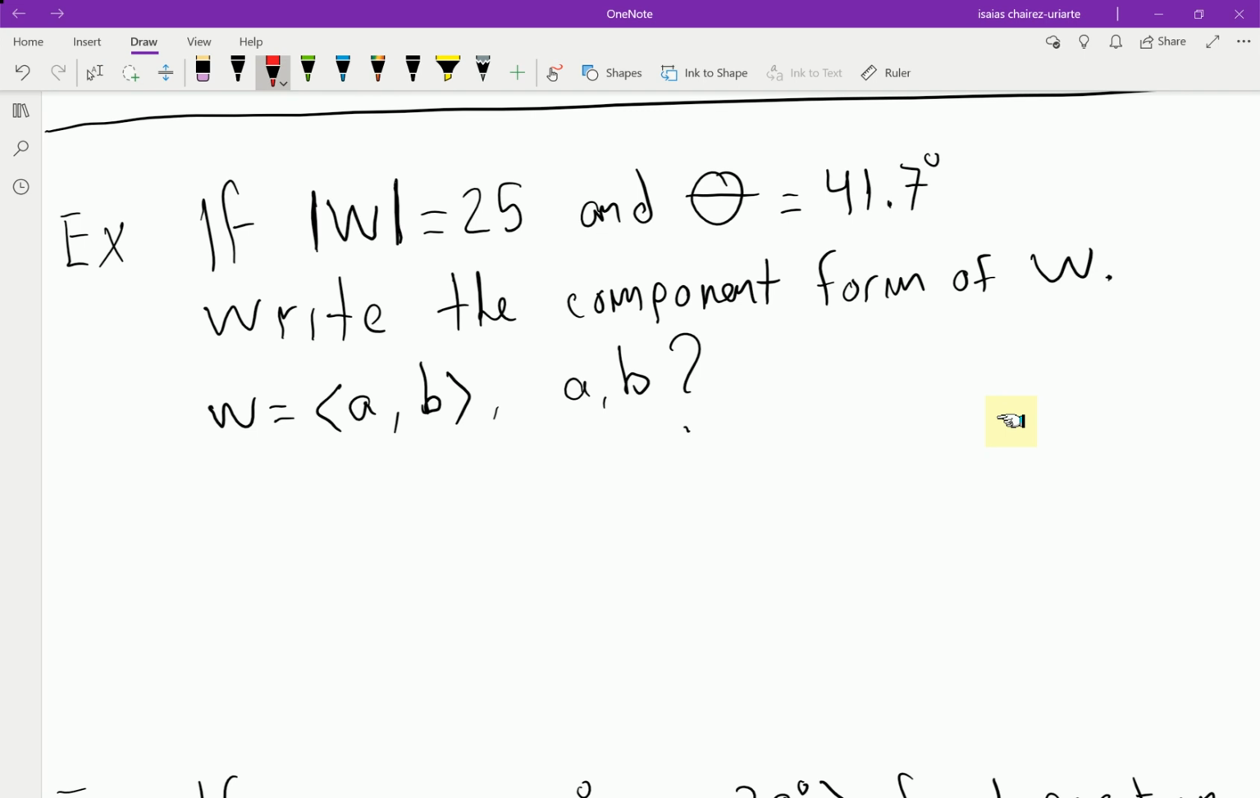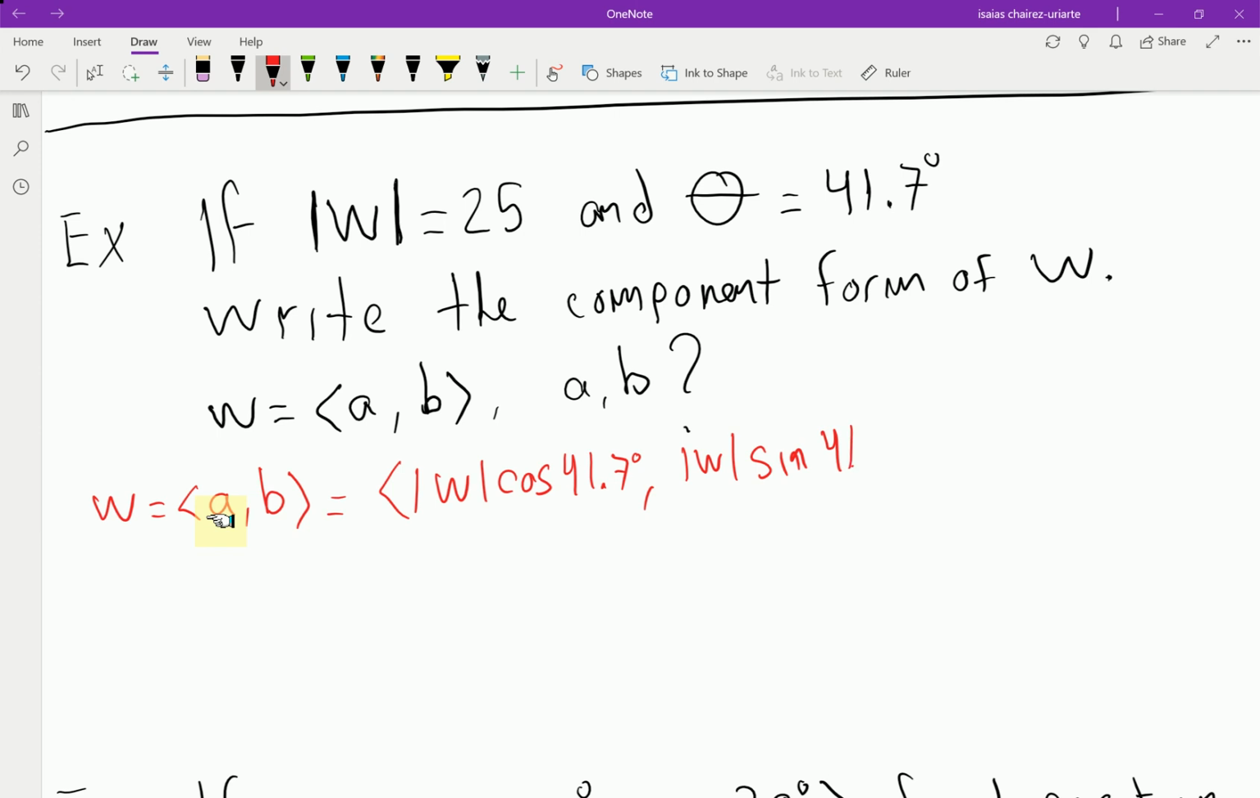And well, what you should know, what we said is the following: we have W in what's called component form, and we said that the horizontal component can be expressed as the magnitude of W times cosine of the direction angle, 41.7, comma, the magnitude of W times sine of 41.7. And they told us that the magnitude was supposed to be 25.